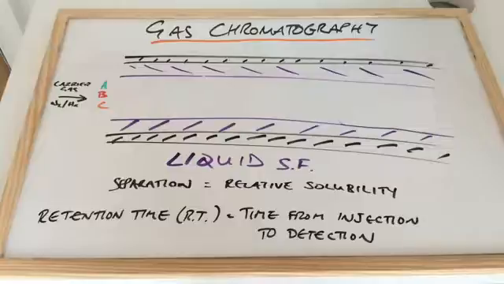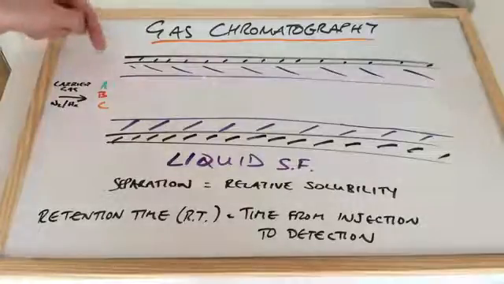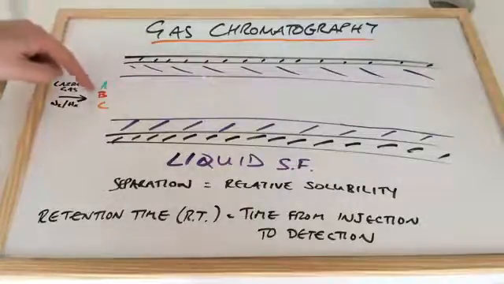So I've changed the stationary phase now from a solid to a liquid, and you can see that the separation now is by relative solubility. Retention time is still the same, time from injection to detection. So again, we're going to inject the sample. So again, I've just got A, B and C.